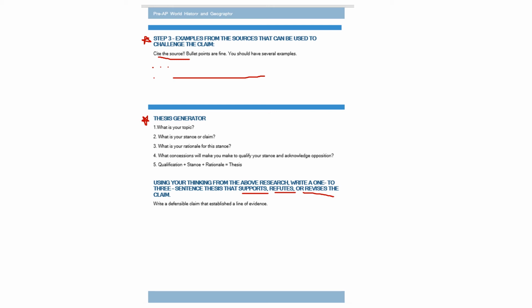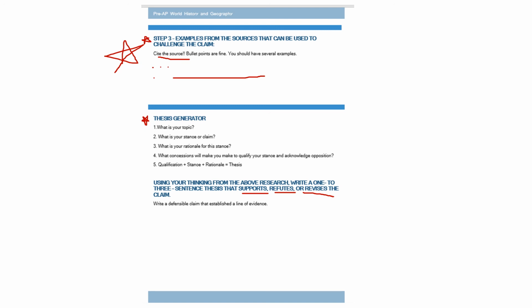So you have 3 choices. If you think that the evidence that we've looked at supports the claim that geographers make maps to identify the location of places, then your claim is going to support that. If you think that that's wrong, that geographers do other things, then you're going to use the evidence that you cited in your thesis to write a claim that refutes that initial claim we had.